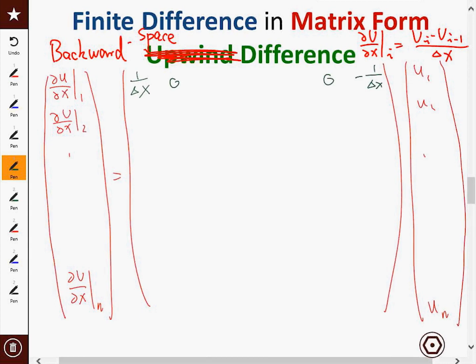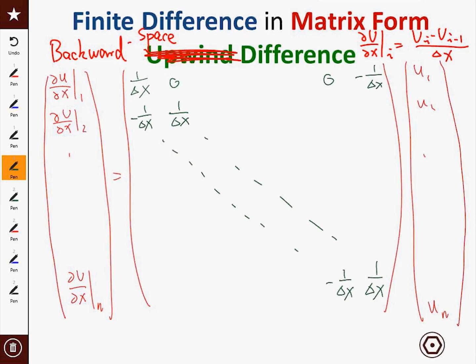How about the second line? We have diagonals to be always 1 over delta x because we always have 1 over delta x multiplied by ui. That goes into du dx i. And we have minus 1 over delta x always towards the left because the value at the left is always multiplied by minus 1 over delta x.